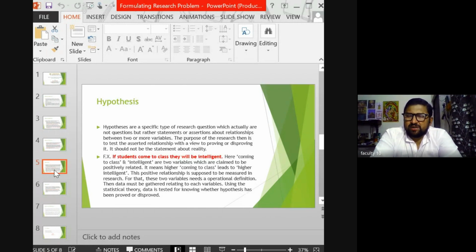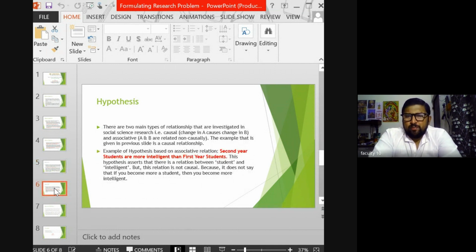Now, these two variables, coming to class and intelligent, need an operational definition. Then data must be gathered relating to each variable. Using statistical theory, data is tested for knowing whether a hypothesis has been proved or disproved. So your job is not to prove or disprove the hypothesis. Remember, I said when you are doing social research as a researcher, you must be away from your subjectivities. So when you are away from your subjectivities, there is no chance of proving or disproving the hypothesis. Your job is to test the hypothesis with statistical theory or tools. Your job is to operationalize the variables. Your job is to collect data on the relationship of the variables. Right.